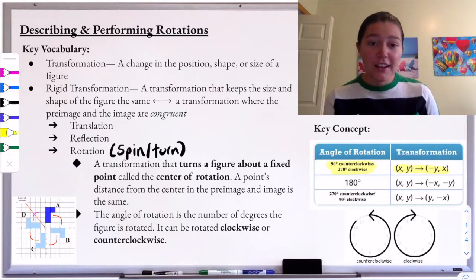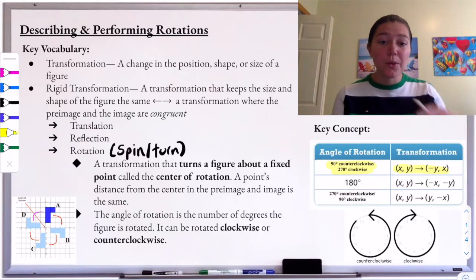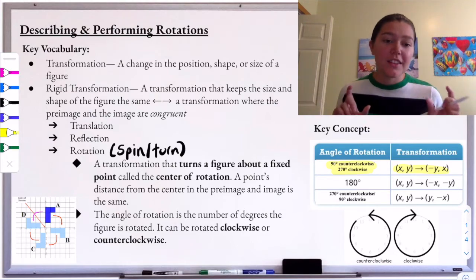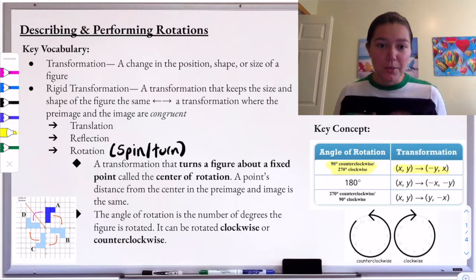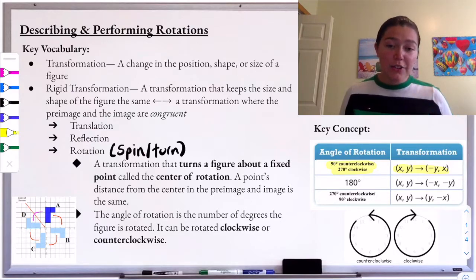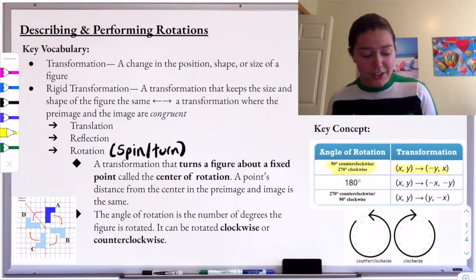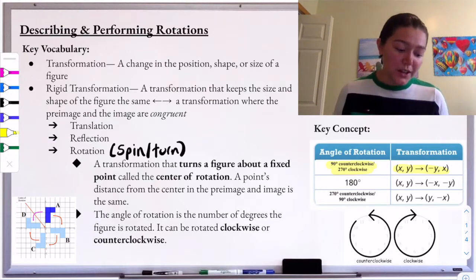When we have 180 degrees rotation, clockwise or counterclockwise, it's the same thing. The x and y's are staying the same, but they're swapping signs. And then when we have a 270 degree counterclockwise rotation, which is the same as a 90 degree clockwise rotation, (x, y) becomes (y, -x).